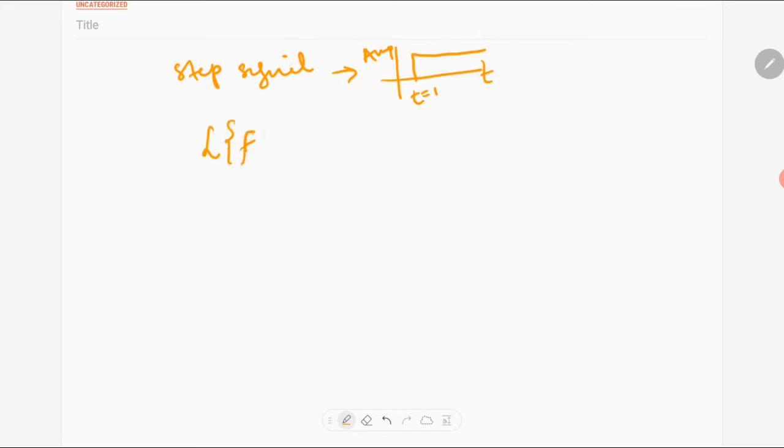Let's start with a very simple signal. It's used a lot in control engineering. It's called the step signal. The step signal looks something like this. If this is t, this is the amplitude. It just starts at some time and continues like that, right? Let's say this is t equal to 1, and the step signal starts at 1, then it stays like that.